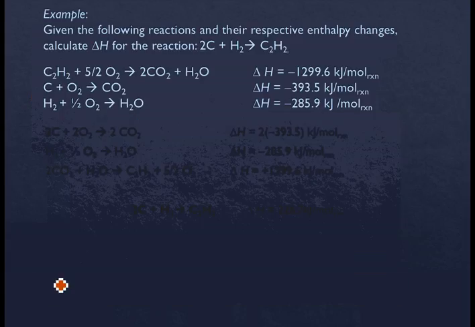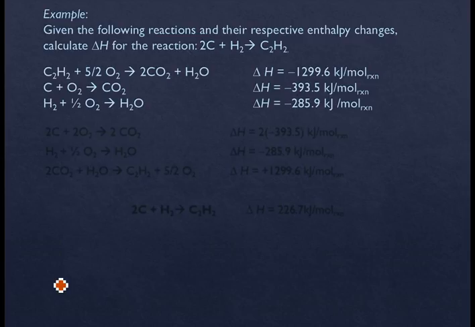So here's a Hess's law question. Given the following reactions and their respective enthalpy changes, calculate delta H for the reaction. And here's our goal reaction on top here. So what we're going to do is manipulate our equations to turn this set of reactions into this. So we note that we need 2 moles of carbon, 1 mole of hydrogen on the reactant side, and then 1 mole of acetylene, C2H2, on the product side.